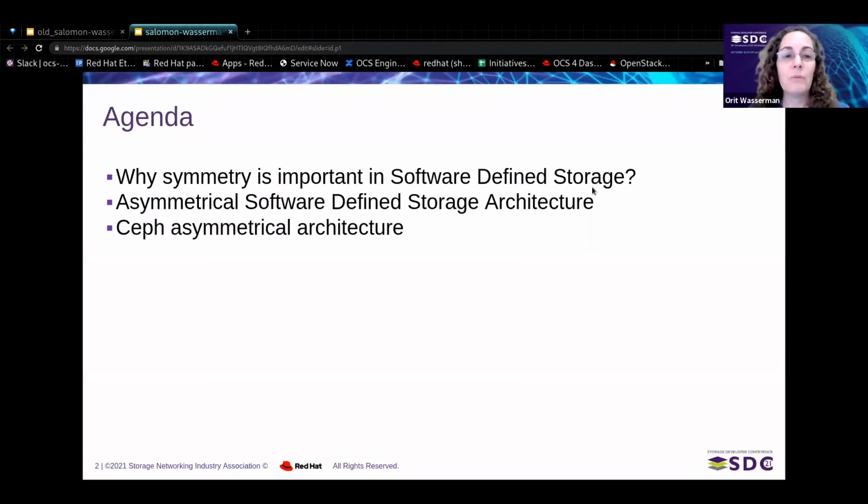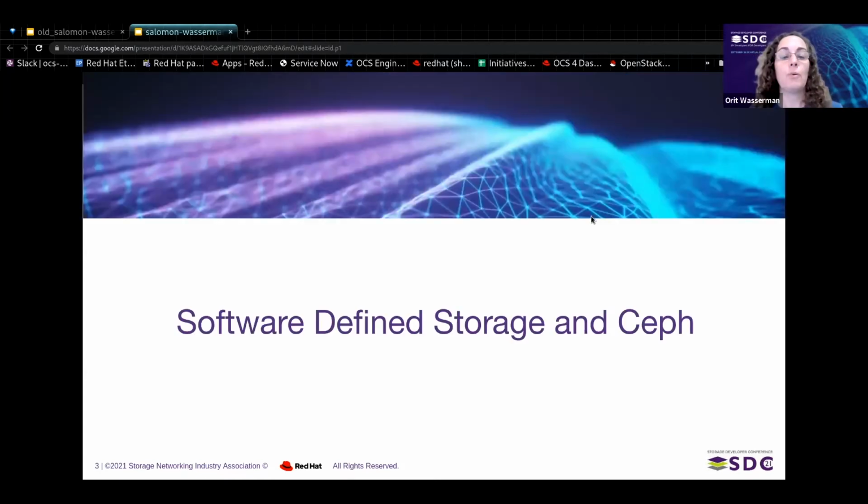We're going to start with why we care so much about symmetry in software-defined storage, and then move to asymmetrical software-defined storage architecture and focus on an example with Ceph. So what is software-defined storage?